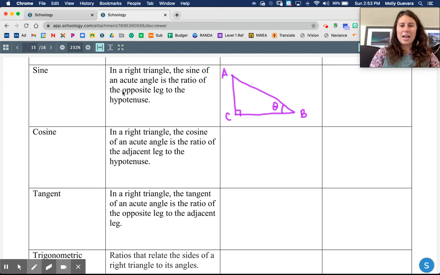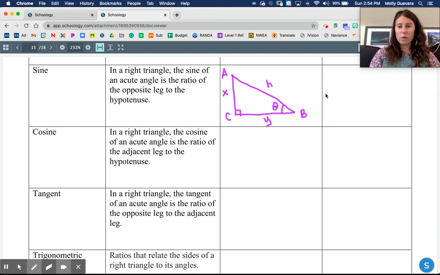Okay, so sine of this angle is the ratio of the opposite leg to the hypotenuse. So what you're asking is, what side is opposite of this angle, on the opposite side of this angle? So opposite would be over here. Let's just call this X, Y, and H. X and Y are legs. H is the hypotenuse. So my opposite side of B is X.